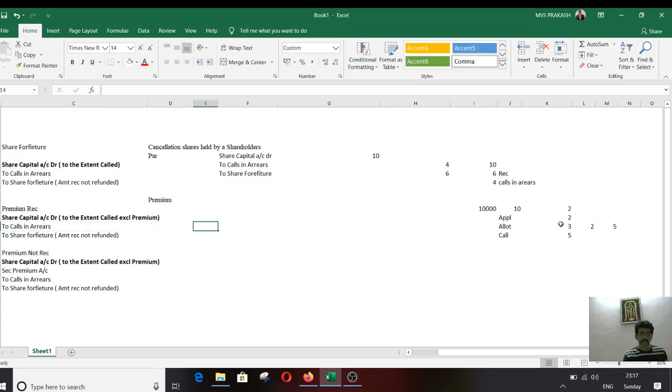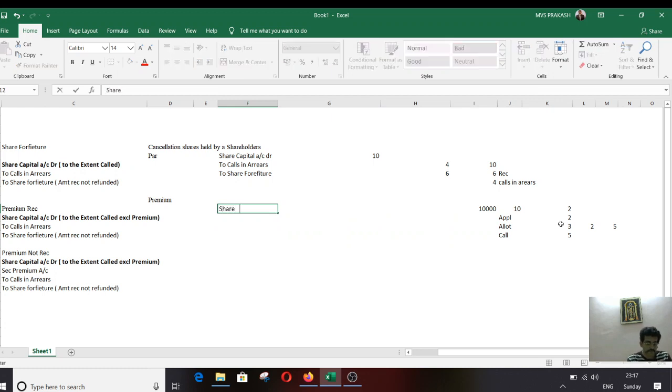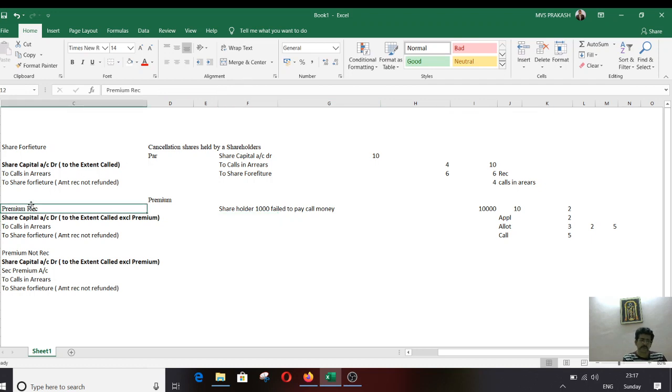Let us consider in the first example, the shareholder failed to pay the call money. Shareholder holding, let us consider, 1000 shares, failed to pay the call money. That means he paid the allotment money. Once he paid the allotment money, the premium is received. So I'll be considering it as the first case.